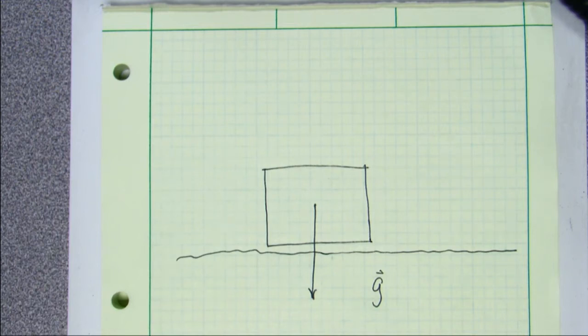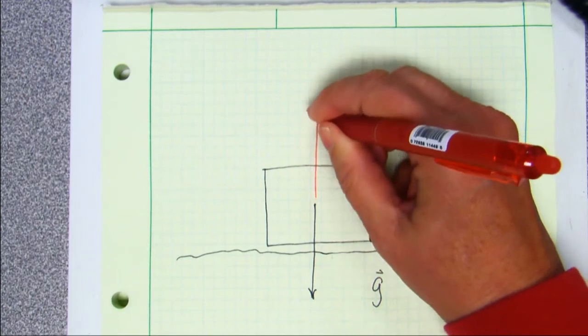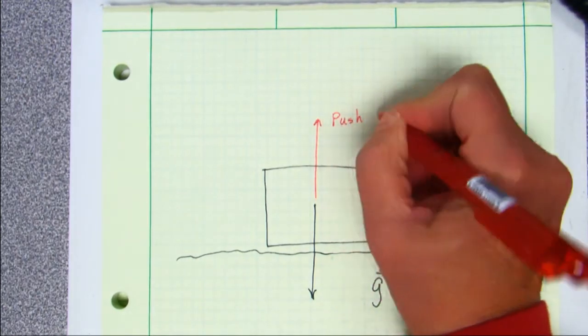What else do we know about the box? The floor is pushing back as well. Oh, got somebody that said the floor is pushing back on it. Yay! So we got the floor pushing back on it. So I'm going to represent that. And right now, I'm going to say it's the push from the floor.